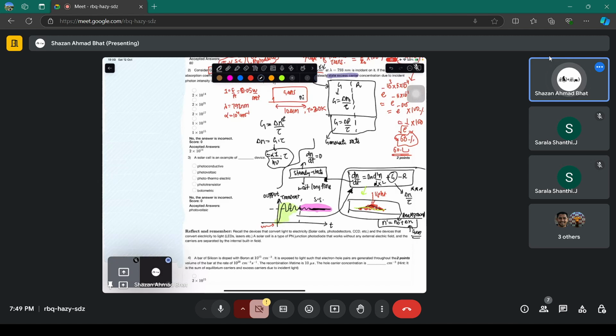You can pretty much solve it using this particular system, using the values given in the system. The alpha is given, intensity is given, h nu is also given. So you should approximately get 2 into 10 to the power 14 per centimeter cube, which is basically this particular value.